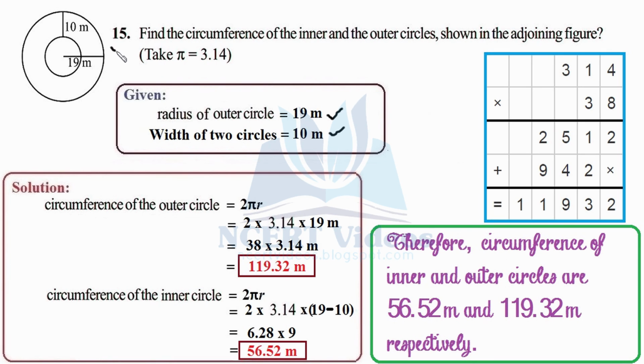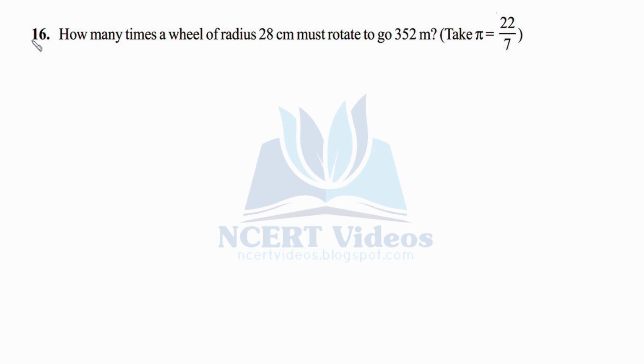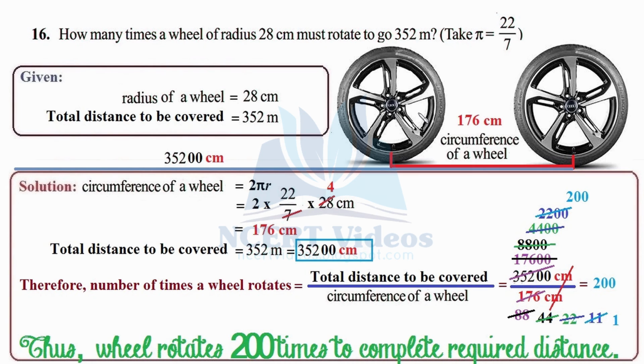So that is the 15th. 16th: how many times must a wheel of radius 28 centimeter rotate to go 352 meter? Pi as 22 over 7. This is a practical day-to-day life problem. You are given the radius of the tire of a car, and here you have to find the number of times the tire will rotate in order to travel a distance of 352 meter, and we have to take pi as 22 over 7.